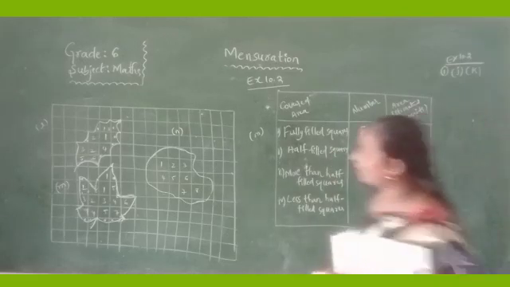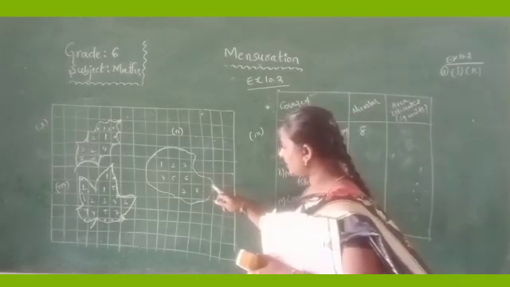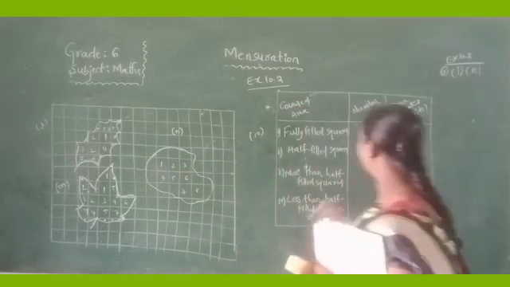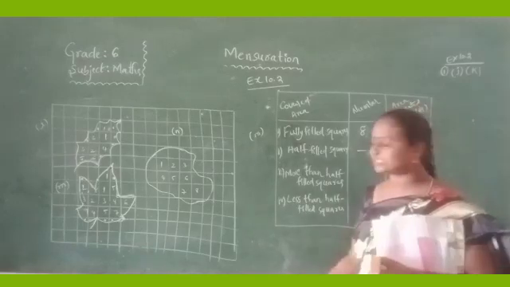Is there any half? Half means like this will come. But here there are no halves now. So there are no half filled squares.